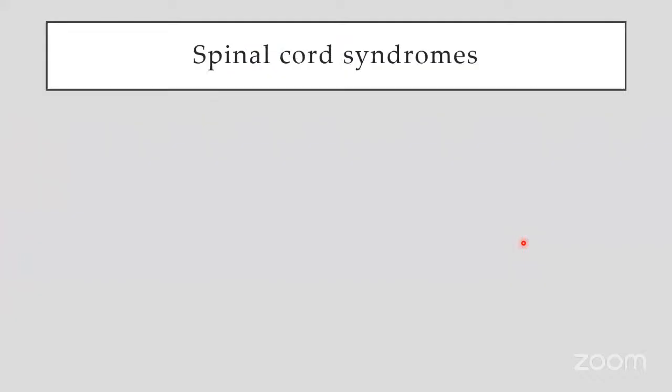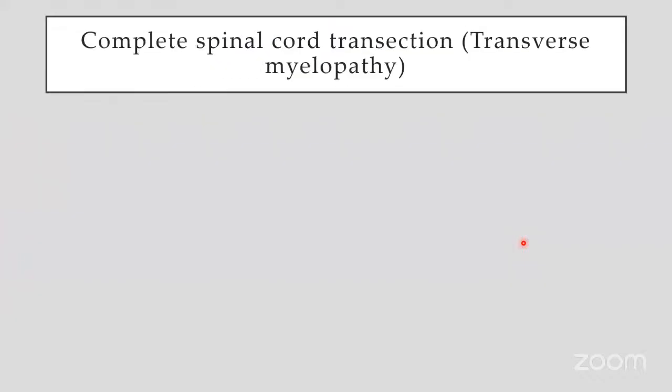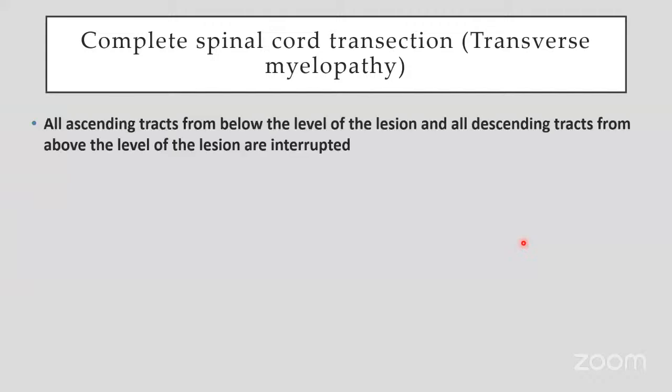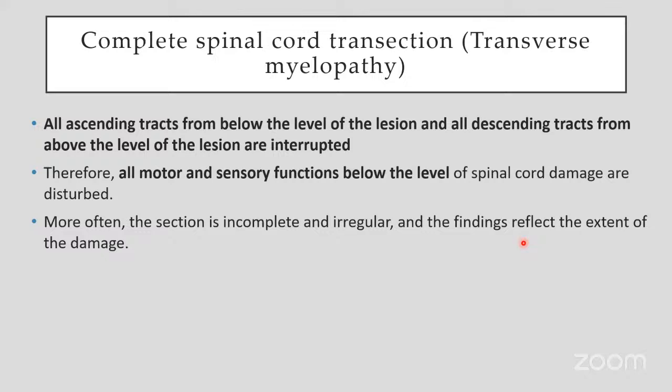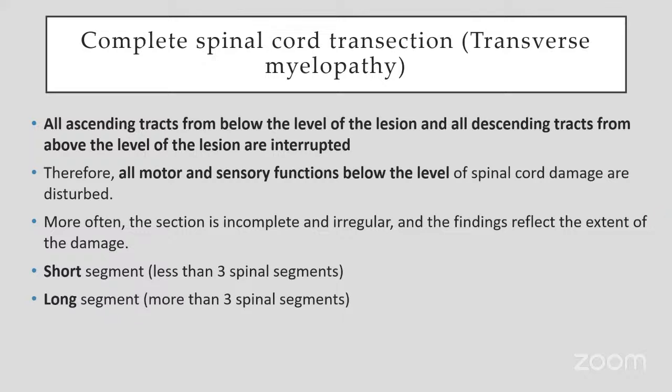Moving on to spinal cord syndromes. The first I'll discuss is complete spinal cord transection or transverse myelopathy. In here, all ascending tracts of the spinal cord from below the level of lesion and all descending tracts from above the level of lesion are interrupted. Therefore, all motor and sensory functions below the level of spinal cord damage are disturbed. This section is often incomplete and irregular, especially in non-traumatic causes, and the findings will reflect the extent of damage. A short segment lesion will be less than 3 spinal segments, while a long segment lesion will be more than 3 spinal segments.